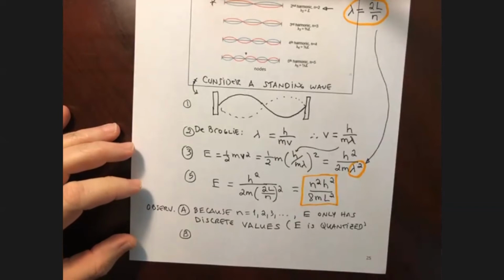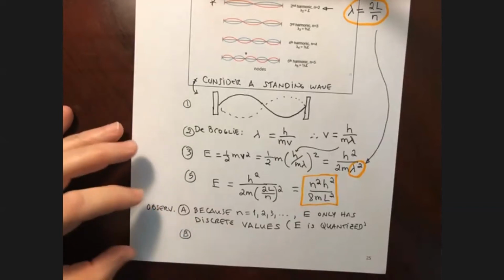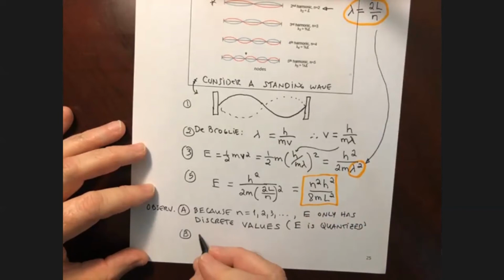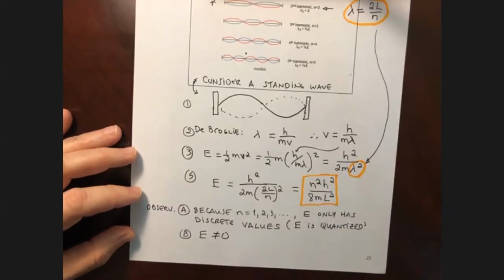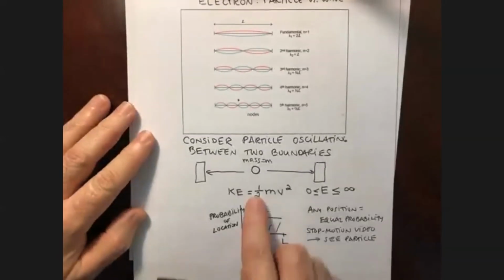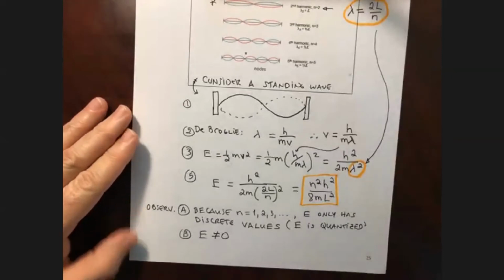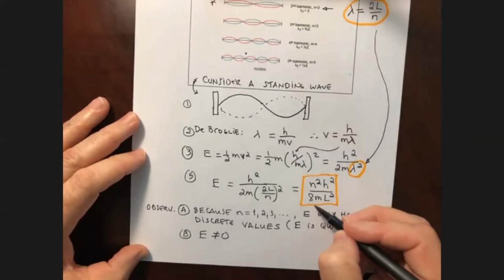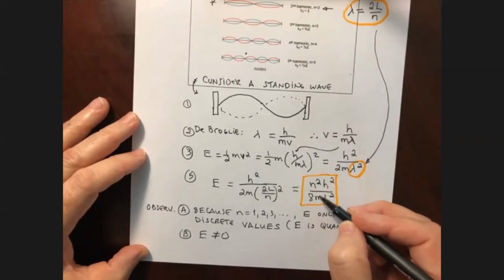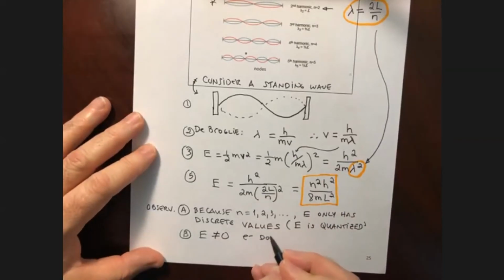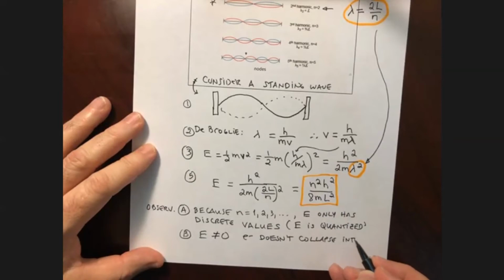Secondly, according to this model, because nothing here is 0, the energy can never drop to zero. Remember that in this case, if the particle stops, the energy becomes zero because the velocity is zero. But in this case, notice that there is really no velocity term in here. It doesn't have anything to do with how fast this thing is traveling. So therefore, because of that, that means that the electron doesn't collapse into the nucleus.